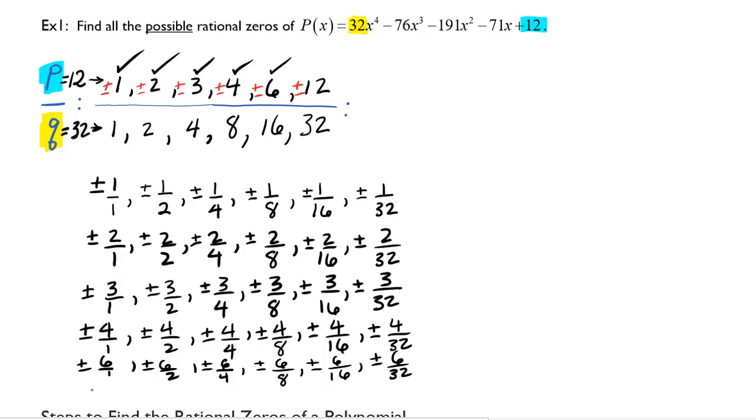Then we'll work on the last one, 12. Plus or minus 12 over 1, plus or minus 12 over 2, plus or minus 12 over 4, plus or minus 12 over 8, plus or minus 12 over 16, and plus or minus 12 over 32.